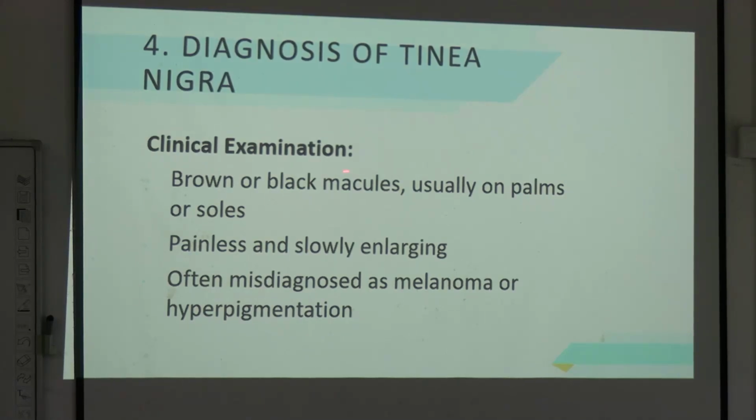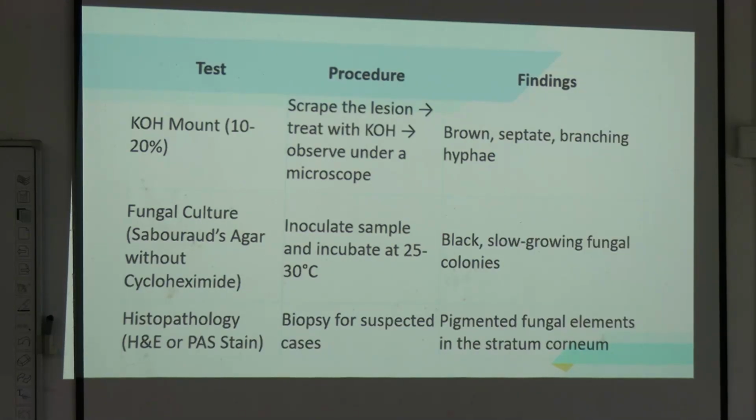Tinea nigra: brown or black macules, usually on palms and soles, painless, slowly enlarging, often misdiagnosed as melanoma. Here, in KOH mount, we scrape the lesions, treat with KOH, and observe under a microscope: brown septate branching hyphae. And in fungal culture on SDA, black slow-growing fungal colonies. Okay.